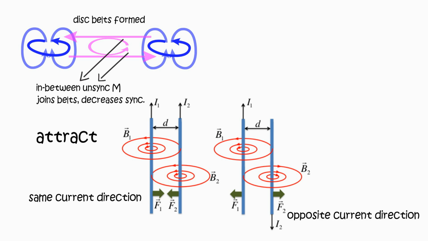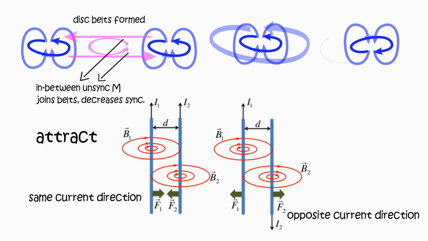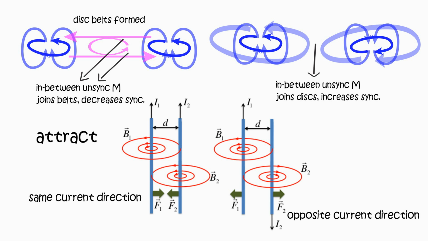If the two conductors are carrying charge traveling in opposite directions, trajectories will direct more momentum in between the conductors, pushing them apart, while redistributing synchronized momentum.